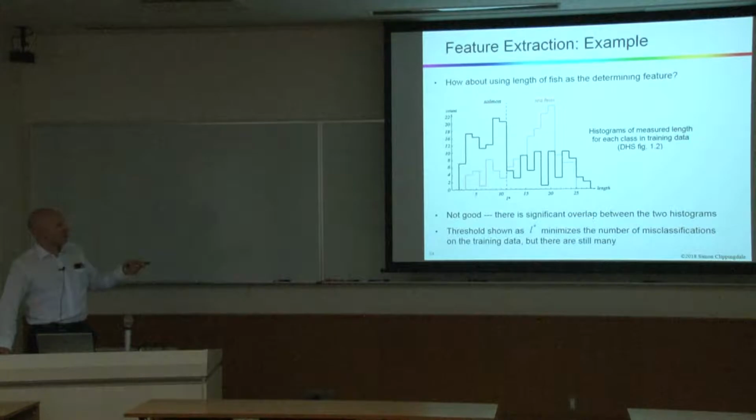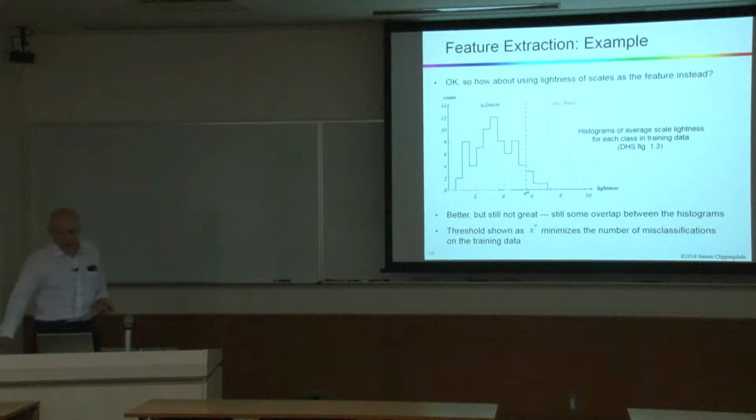But because there's significant overlap between these two histograms, you're still going to make quite a lot of errors. So not very good. Well, you could use lightness of the scales, because the sea bass has a lighter color than the salmon. So here's the histogram for the lightness of salmon scales, and here's the histogram for the lightness of sea bass scales.